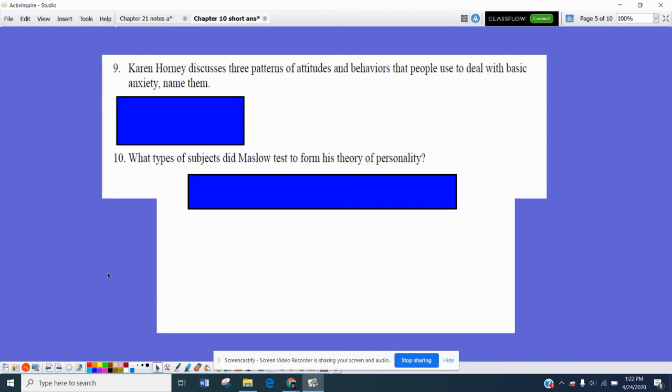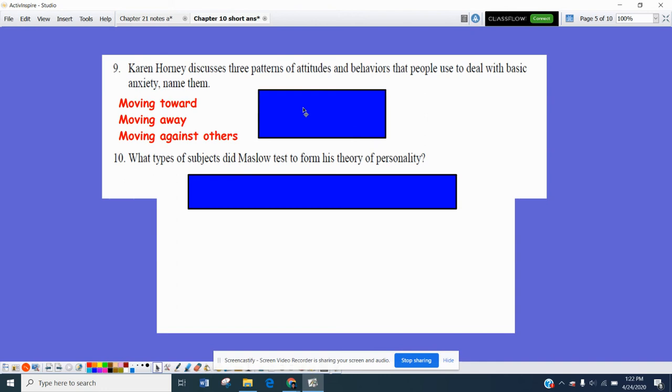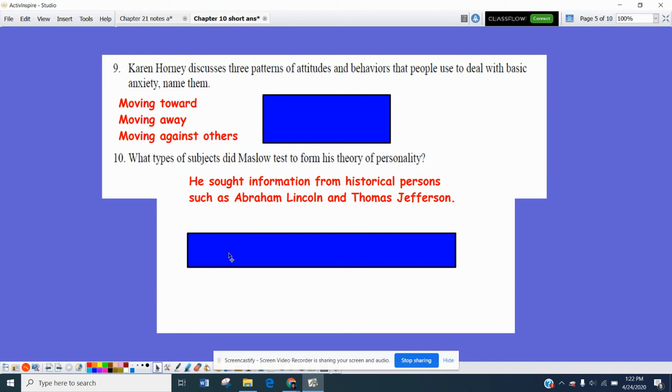And number 9, Karen Horney discusses 3 patterns of attitudes and behaviors that people use to deal with their basic anxiety, and that is moving toward others, moving away, and then moving against others. And number 10, what types of subjects did Abraham Maslow use to form his theories of personality? He basically sought out historical persons, such as Abraham Lincoln and Thomas Jefferson, and you could probably throw in Eleanor Roosevelt in there as well.